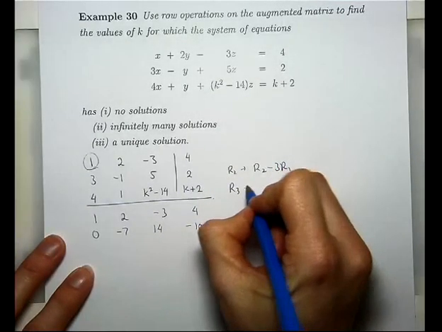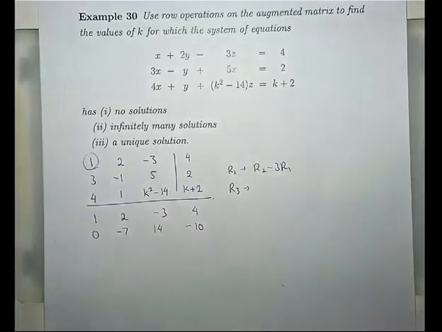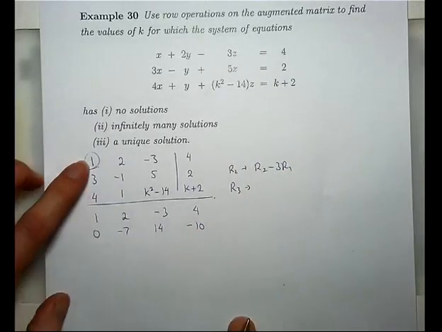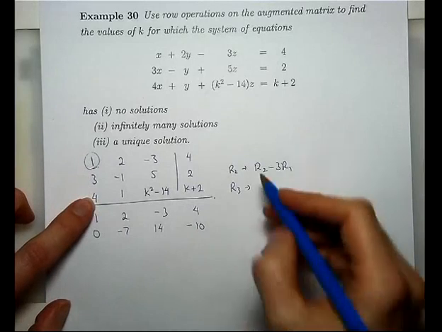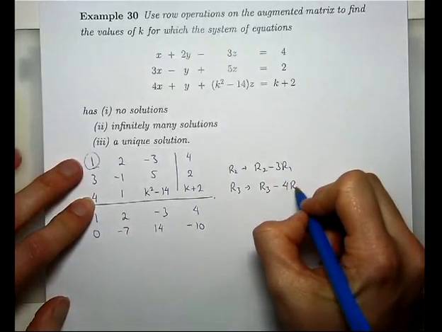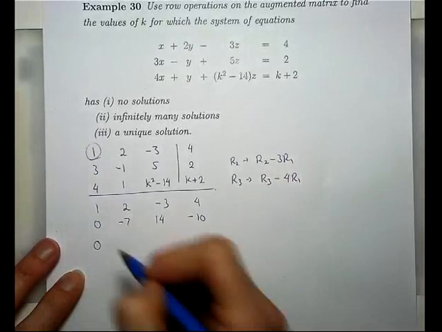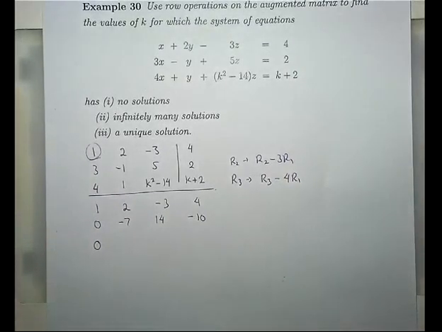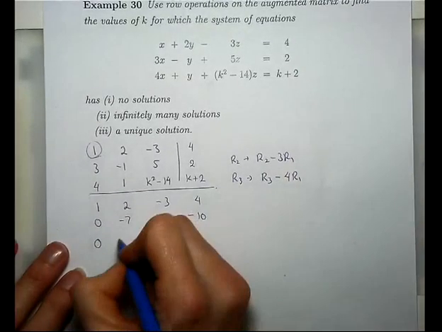Okay, row 3. Remember, we're aiming for zeros in that bottom corner, right? So we're going to do this one, turn this one into a 0. We want row 3, take away 4 row 1s. So 0.